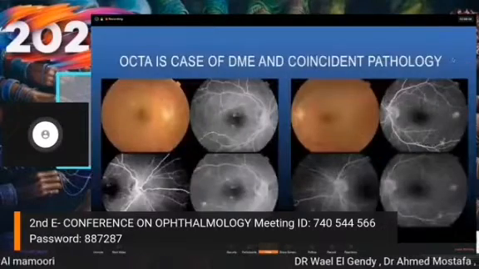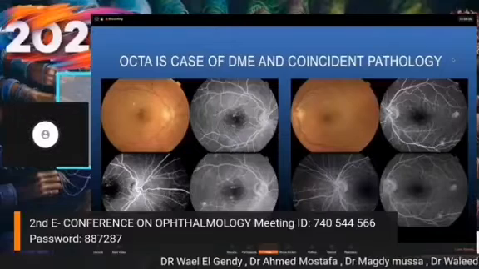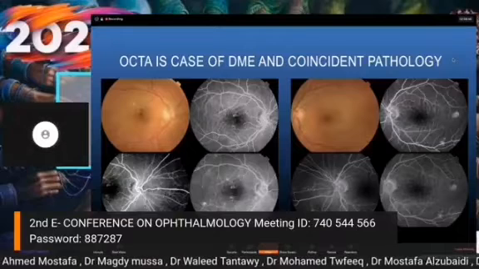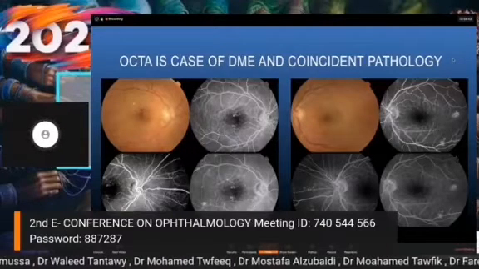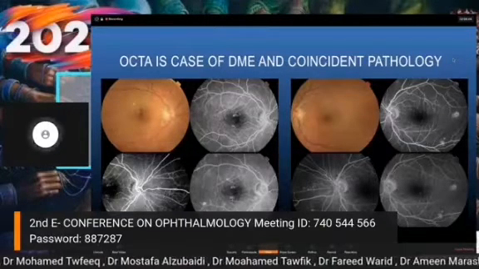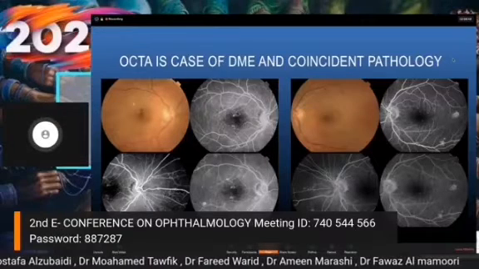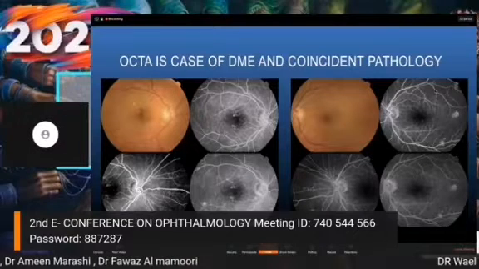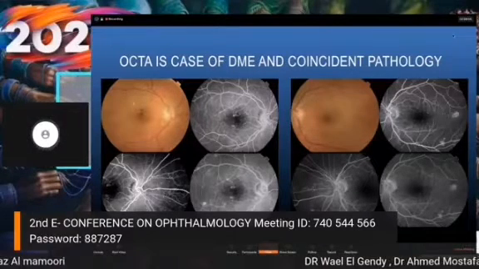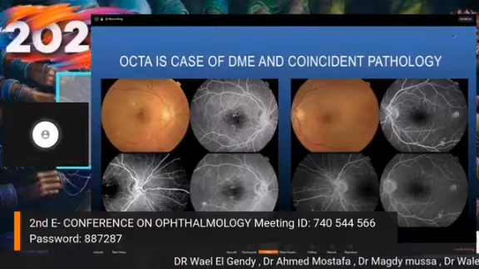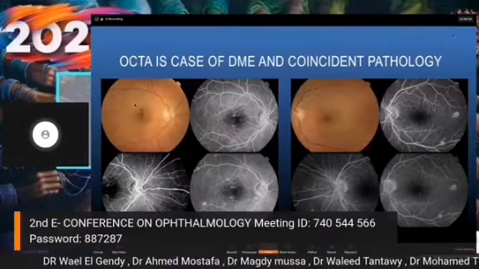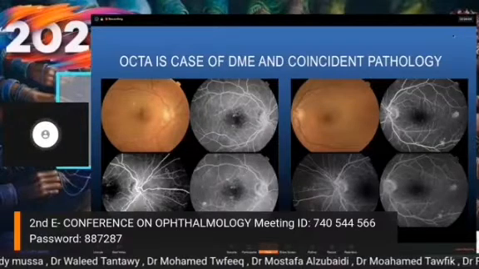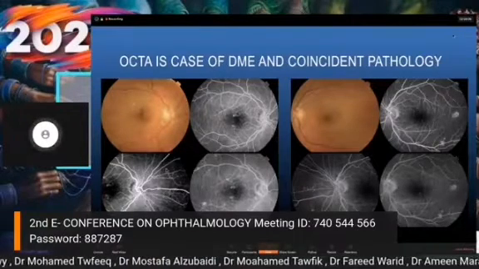Let me go to another case. This is an interesting case with OCTA. I did OCTA in a 65-year-old male with diabetic retinopathy. But looking at the picture, this is not only diabetic retinopathy; we have a coincident lesion, which is age-related macular degeneration. Looking at the picture, we can see microaneurysms, but there is also some retinal pigment epithelial detachment, some drusen all over the posterior pole, and the patient is complaining of the right eye. Let's have a better picture for this.